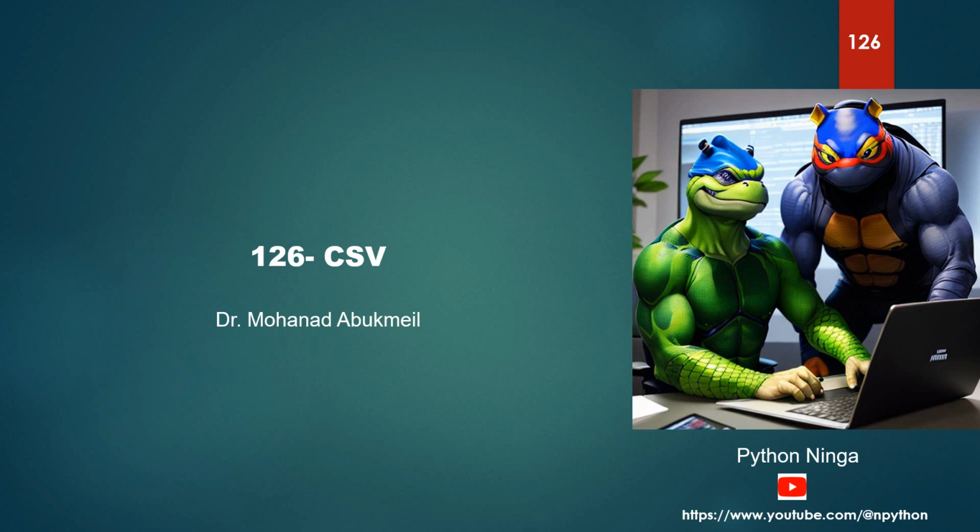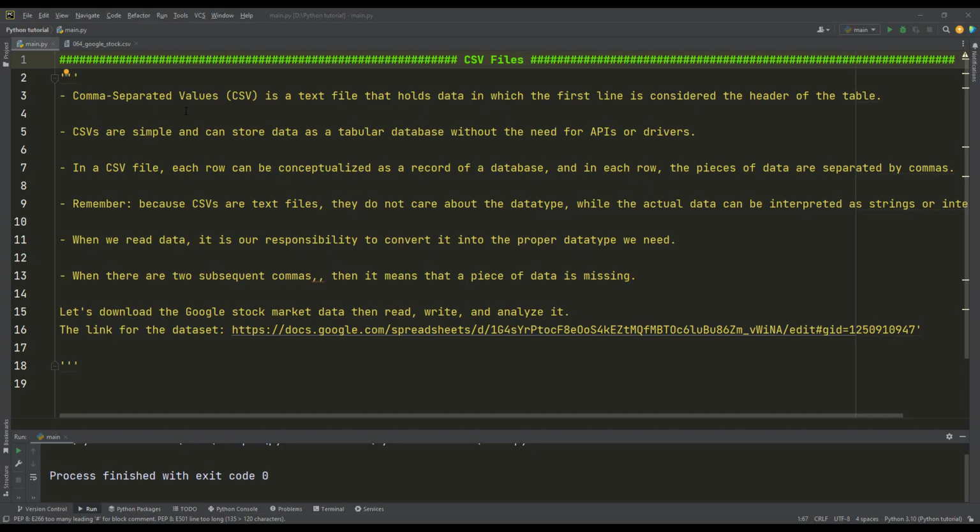Hello and welcome to a new tutorial in which we will introduce the comma separated value, or CSV, file in Python. Comma separated value is a text file that holds data in which the first line is considered the header of the data, or of the table. So in general, a CSV file is a text file, okay? But it contains data that is separated by comma, and the first line is the header.